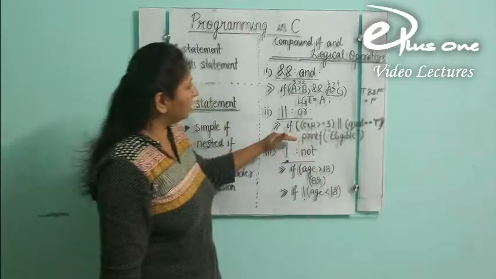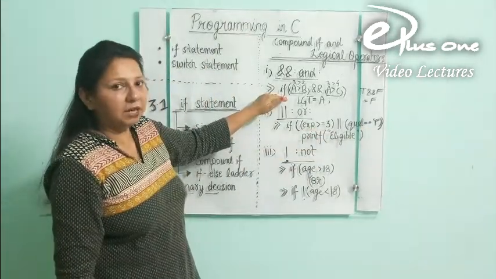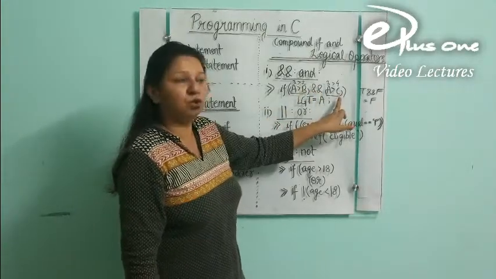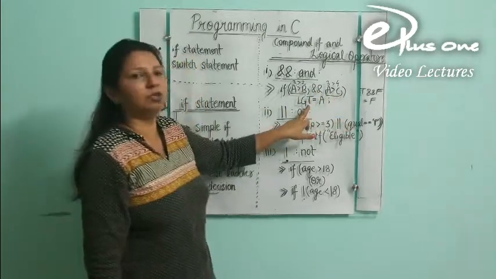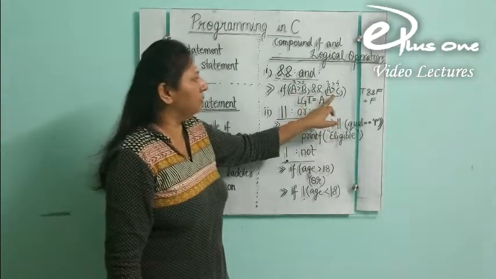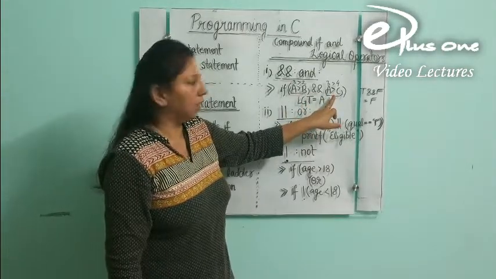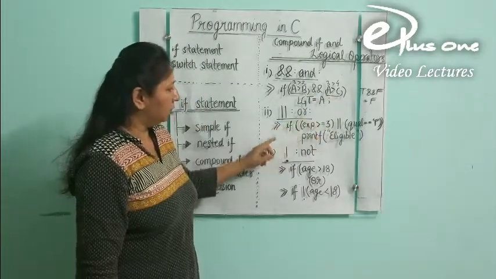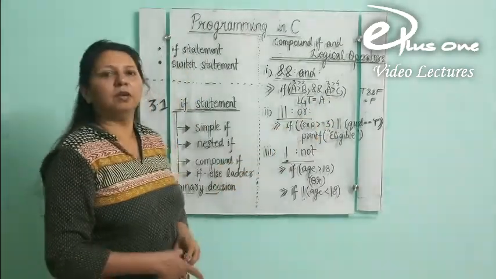So this is in contrast to the AND statement. In the AND operator, both conditions have to be true if you want this statement to execute. If any one of them becomes false, then the statement will not be executed. Right? So now move on to the third operator, NOT.